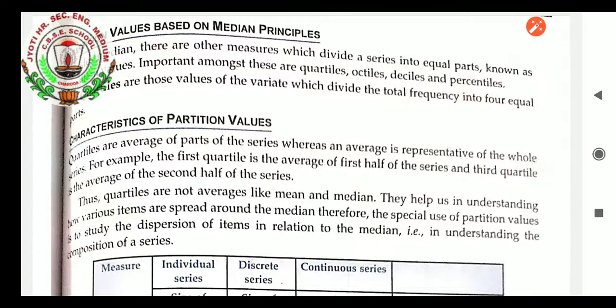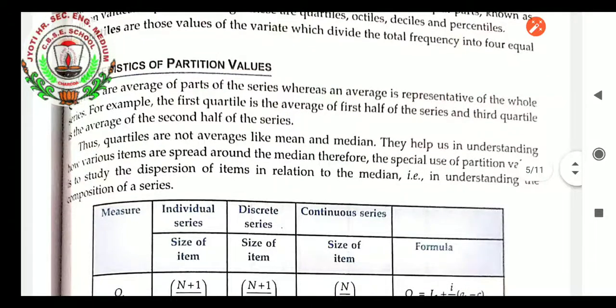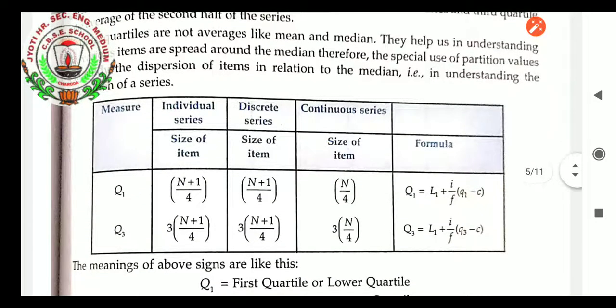Characteristics of partition values. Quartiles are averages of parts of the series, whereas an average is representative of the whole series. For example, the first quartile is the average of the first half of the series, and the third quartile is the average of the second half of the series. Thus, quartiles are not averages like mean and median. They help us in understanding how the various items are spread around the median. Therefore, the special use of partition values is to study the dispersion of items in relation to the median, that is, in understanding the composition of a series.